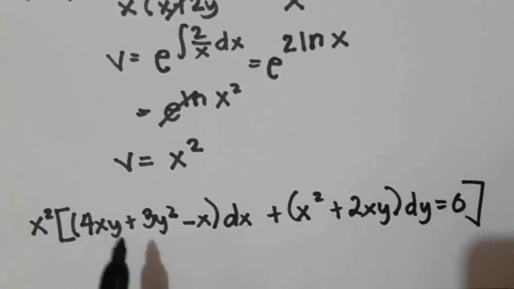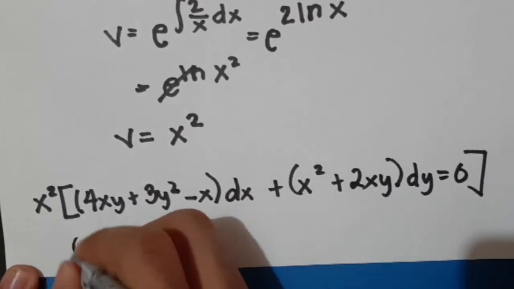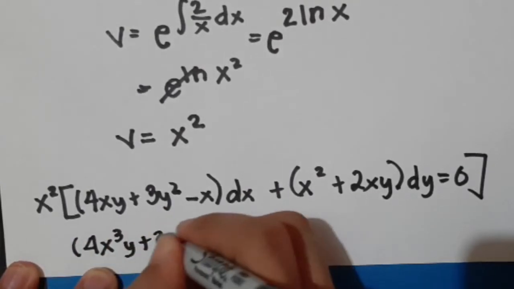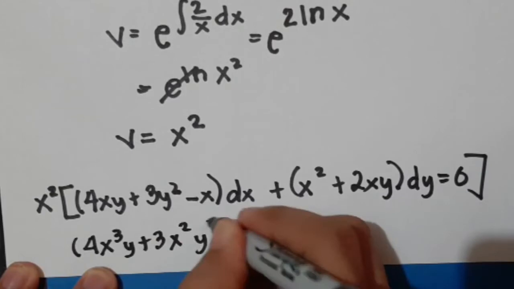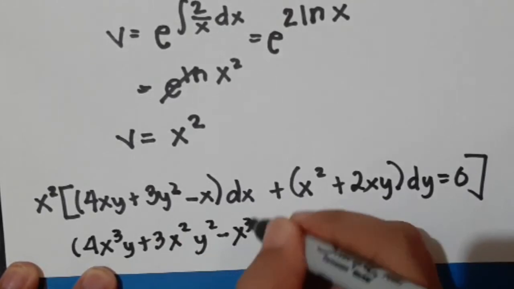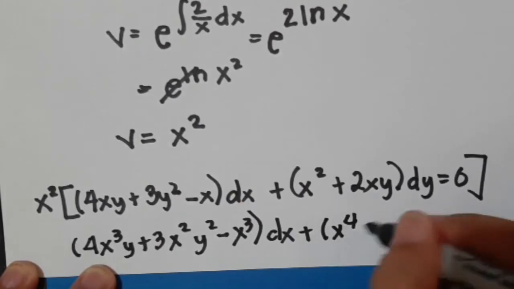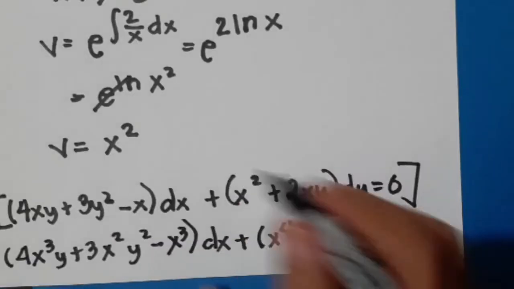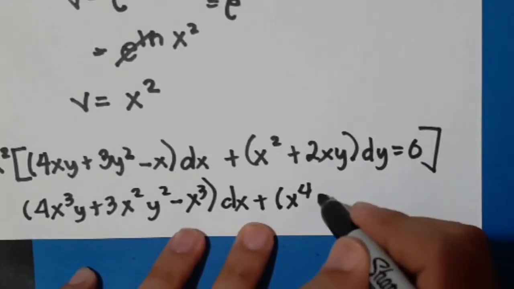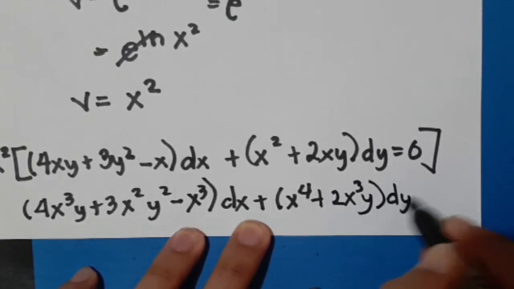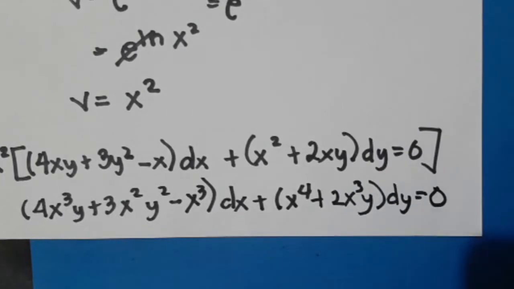Then I will just multiply the integrating factor to our original equation. So this will result to 4x cubed y plus 3x squared y squared minus x cubed dx plus x to the fourth plus 2x cubed y dy, and obviously this is still 0.